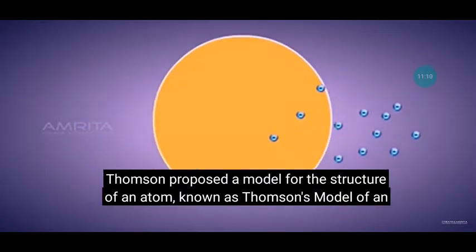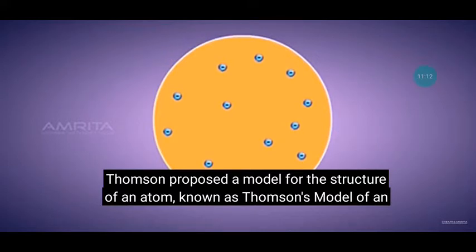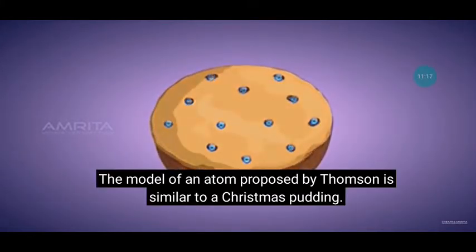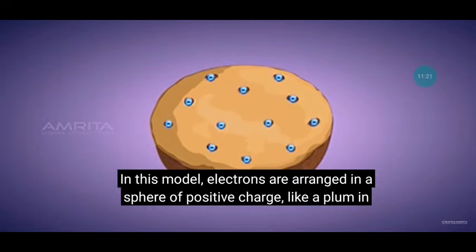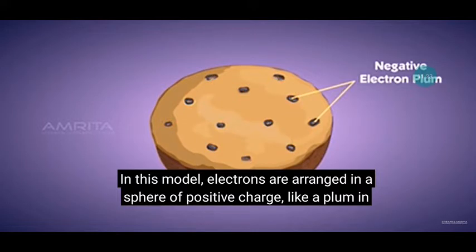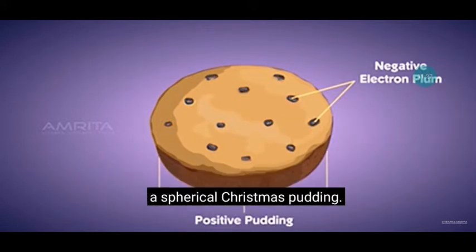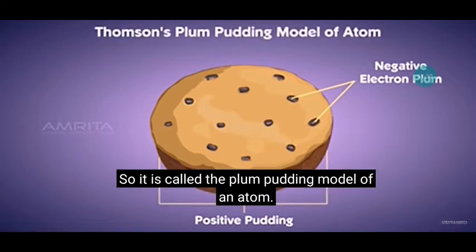Thomson prepared a model for the structure of the atom, known as Thomson's model of atom. The model of an atom proposed by Thomson is similar to a Christmas pudding. In this model, electrons are arranged in a sphere of positive charge, like plum in the spherical Christmas pudding. So it is called plum pudding model of an atom.